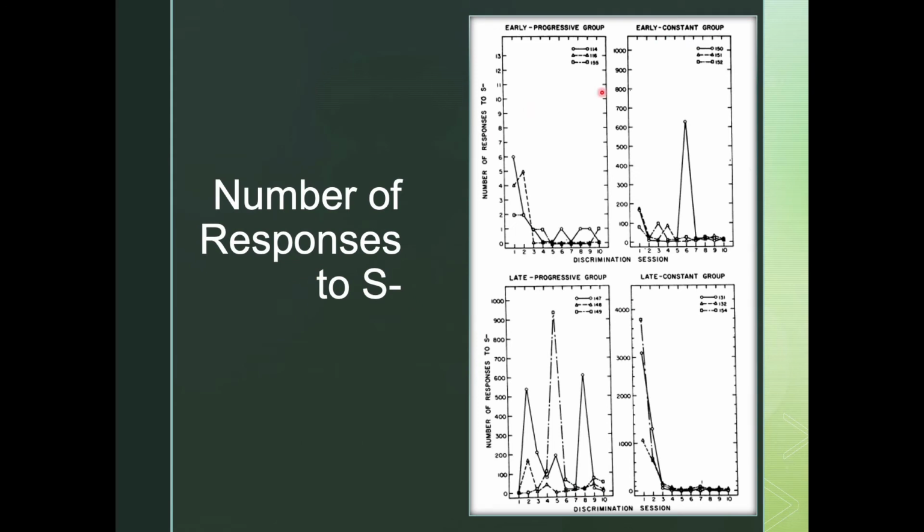These are the number of responses to the S plus according to each condition, number of responses to the S minus, and it's across the discrimination sessions. So the x-axis is the discrimination sessions, and you see early on that there are responses to the S minus, almost in all the conditions, but then that decreases over time. Interestingly enough, in that late constant, you see that responding did decrease across sessions, but overall, the early progressive arrangement proved to be better.